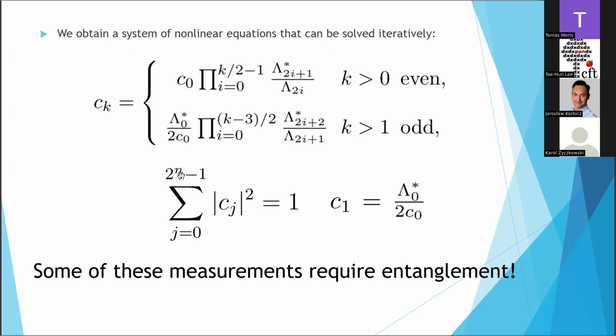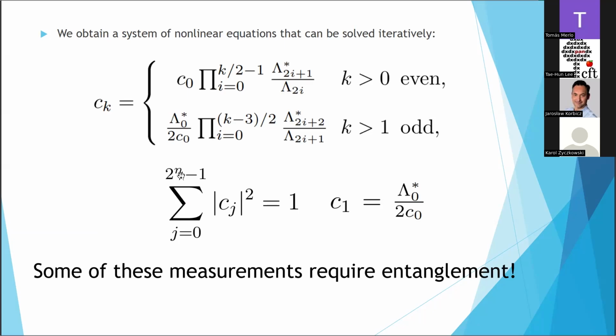This method had a problem: some of the measurements required making use of entanglement, which, as I told you before, is an expensive resource for big systems. In general, implementing entangled states in the laboratory is not so easy. So we have to try to find protocols that use only local measurements.